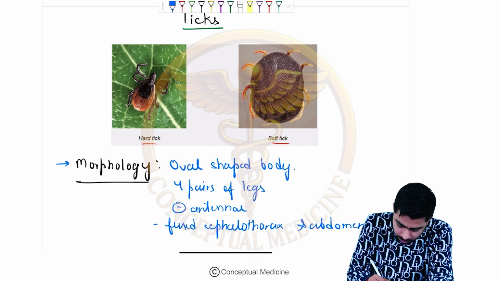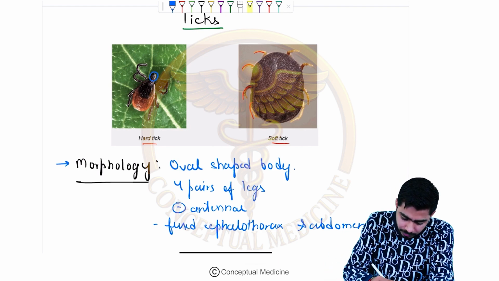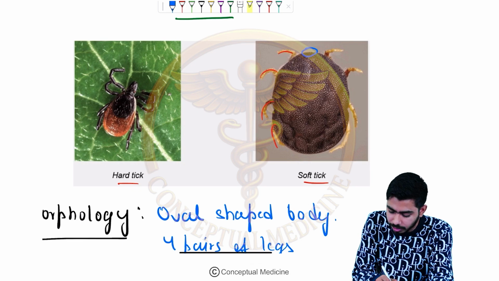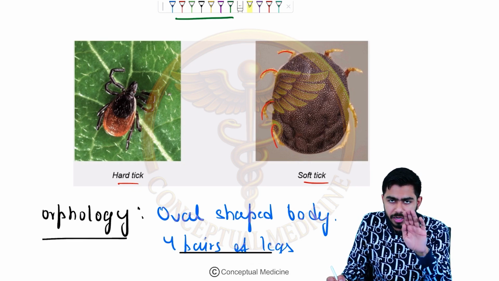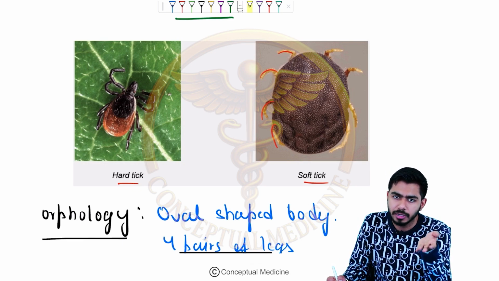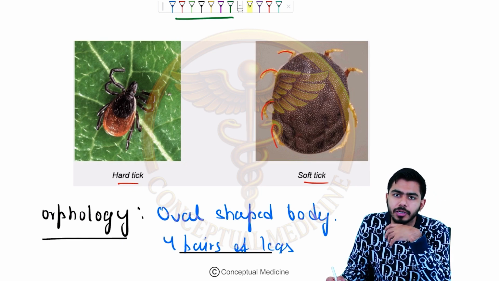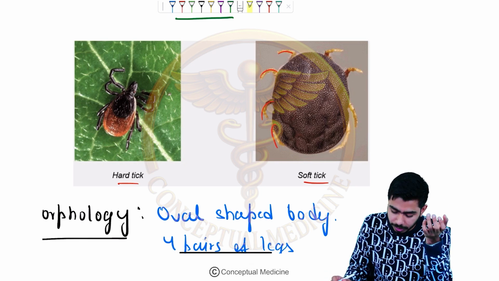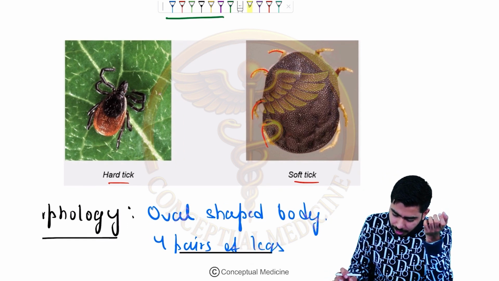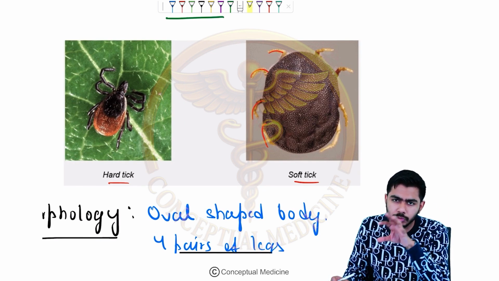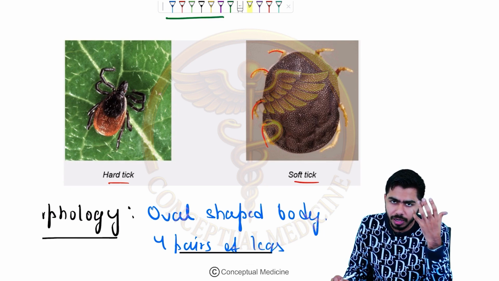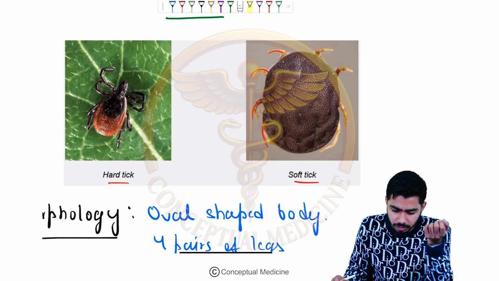Hard tick, I can see the head over here very nicely. Can I see the head over here? I can't see the head over here. But it's not that they do not have the head. They have the head, but we are not able to see it. The head is actually hiding more ventrally. So that's why we are not able to appreciate the head as far as the soft tick is concerned. So the head is present in both the hard tick and the soft tick, but we can see the head in the hard tick but not in the soft tick.